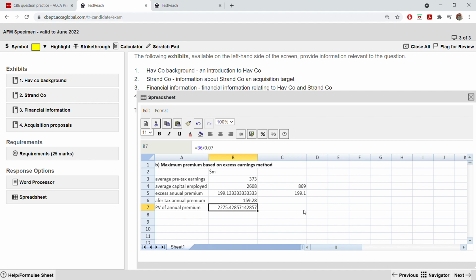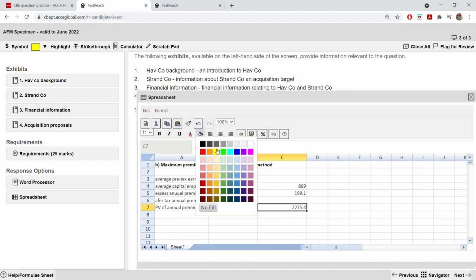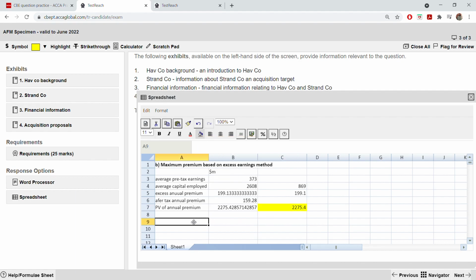So hence you can round this up here. You have to write round, then bracket, then this, then comma 1, because I want to round it to 1 decimal place. See, it is 2275.4. So according to this method, what is the maximum premium? It is this. Let me highlight this cell. Now I'm going to go to the second method, that is the PE ratio, maximum premium based on PE ratio.